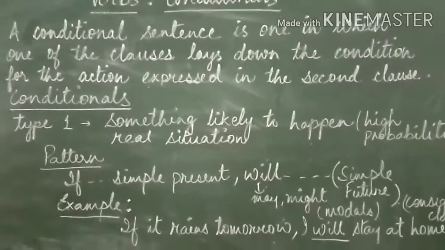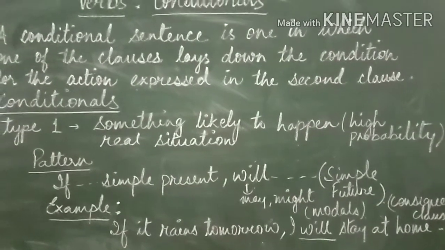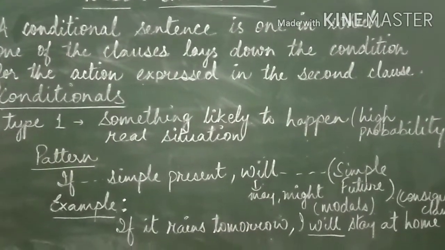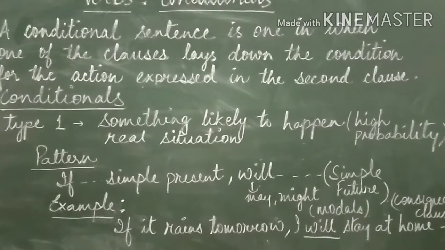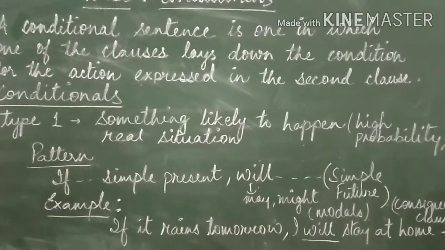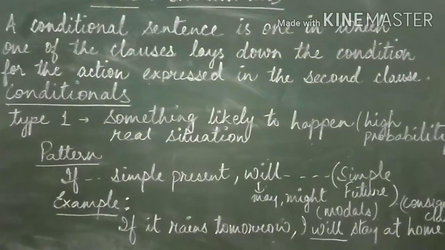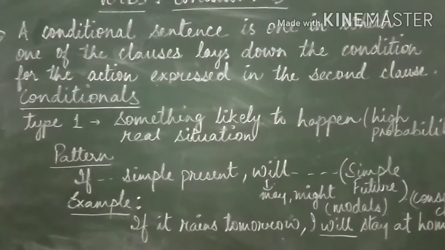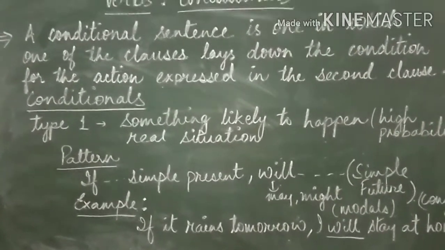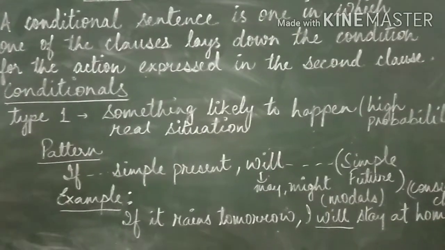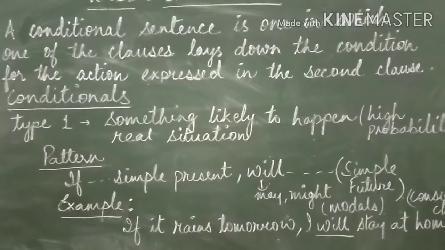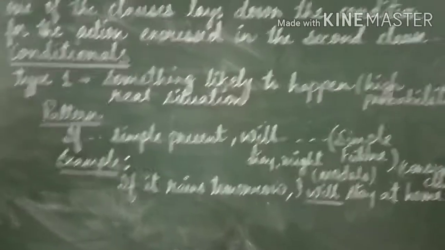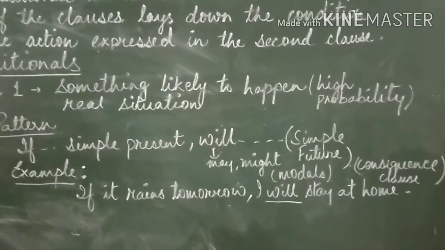Children, in type 1, something is likely to happen, a real situation. High probability is there. Let's come to the pattern. If, simple present, and will, that is simple future tense. Now children, here you can replace will with may and might. But as you all know, will is definite and may and might are probable. It may happen means it's a chance. But will is definite. For example, if I say, if it rains tomorrow, I will stay at home.